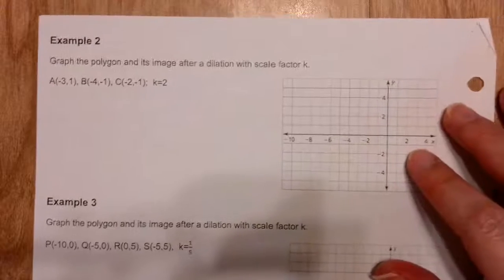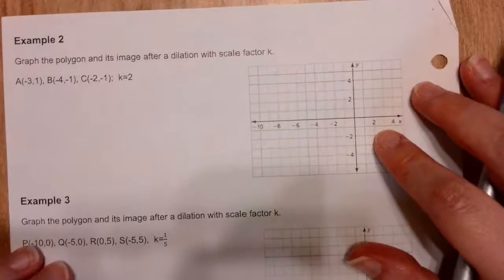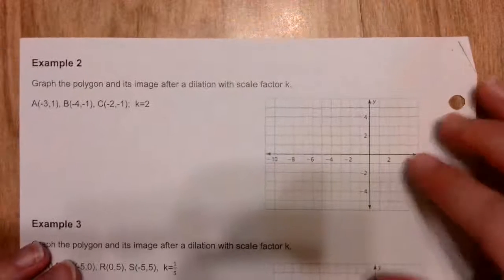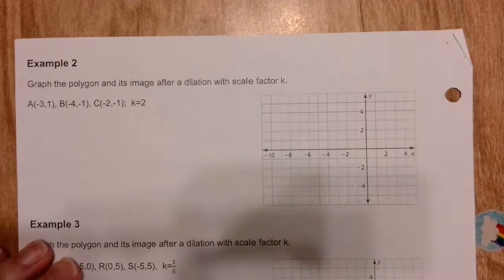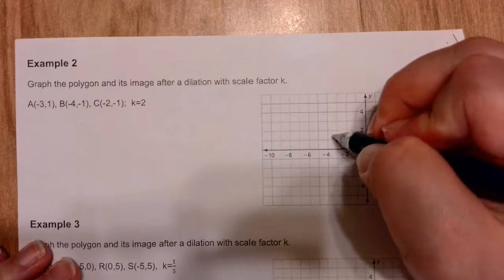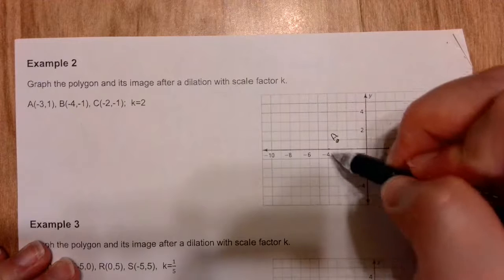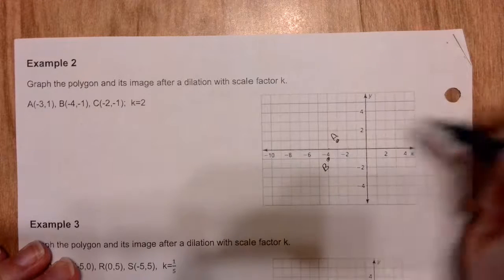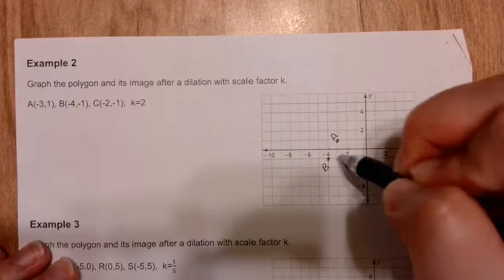Let's actually do them now. So graph the polygon and its image after a dilation with scale factor K. And we have ABC and a K equals 2. So let's start by graphing. -3, 1 is A. -4, -1 is B. -2, -1 is C.